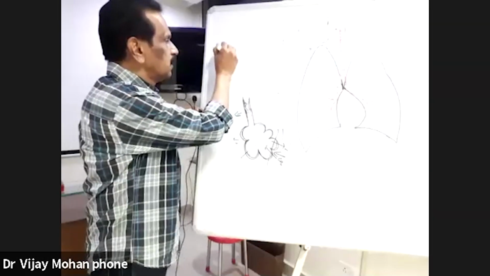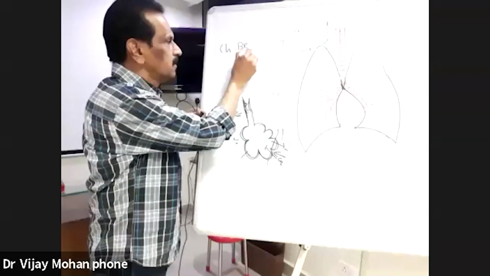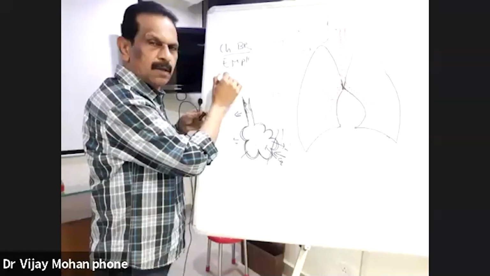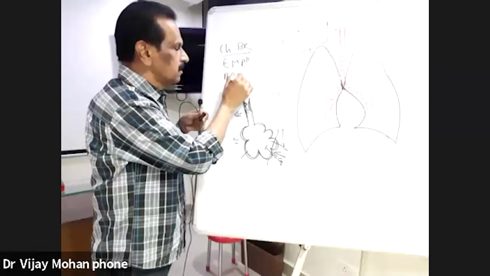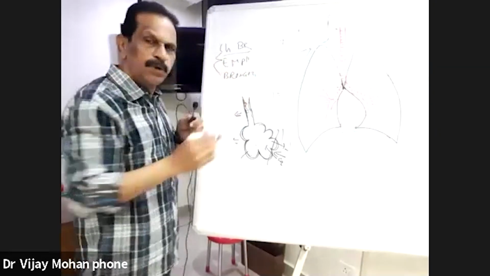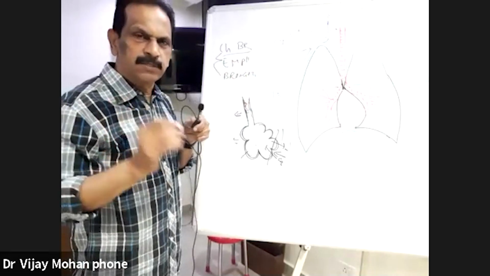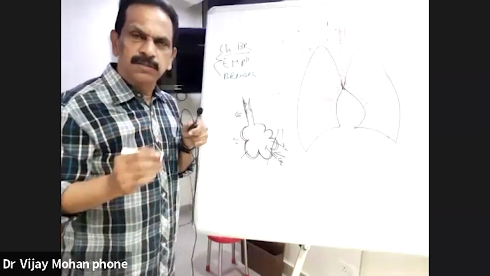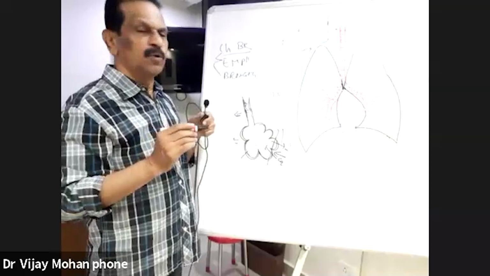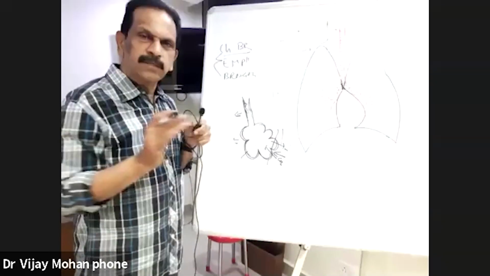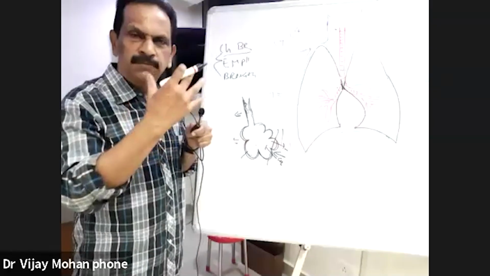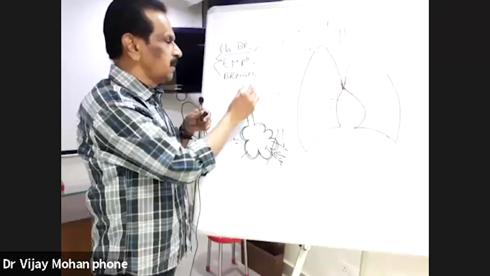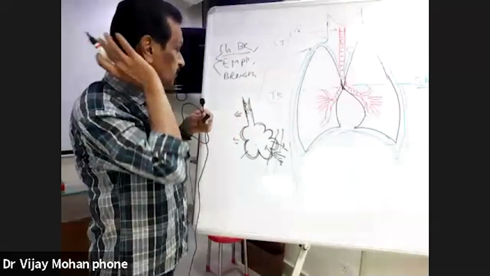One is chronic bronchitis, emphysema, and bronchiolitis. These are the three components of COPD, chronic obstructive pulmonary disease. Chronic bronchitis is more commonly seen in smokers. So one of the very important causes, etiology, of COPD is smoking, chronic smokers, because as I told you, smoking damages the epithelium of the respiratory system. So we have three components: chronic bronchitis, emphysema, and bronchiolitis.